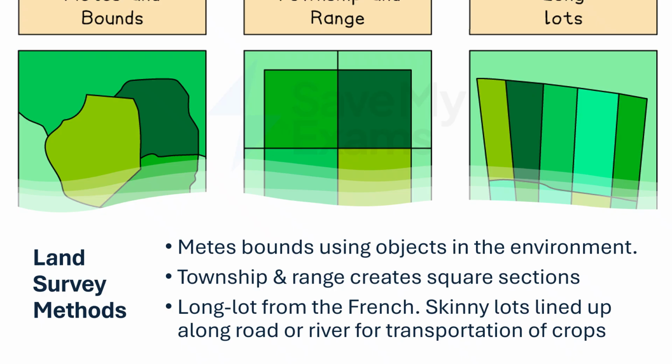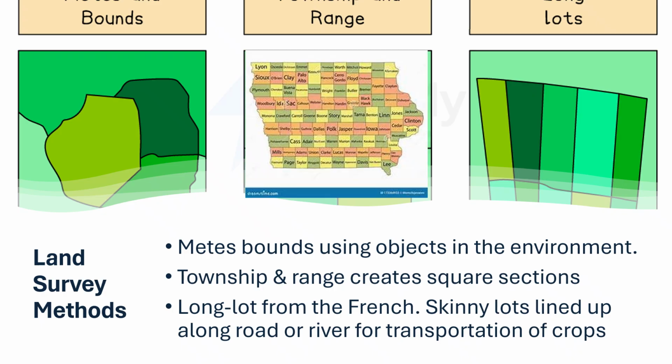Land survey methods come out of rural settlement patterns. Metes and bounds used objects in the environment to delineate the property lines. I own all the way to that river and then down to that big rock. If you remember The Lion King, we own all the light touches kind of thing. Township and range was created by the United States government, and it's very square sections. Look at the map of Iowa, the county map. You'll see almost every county is square.